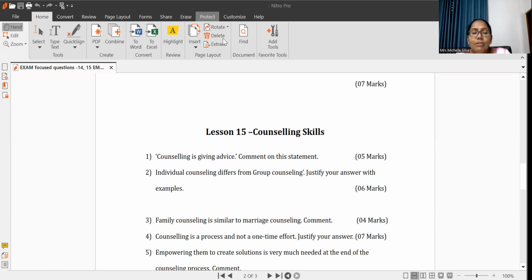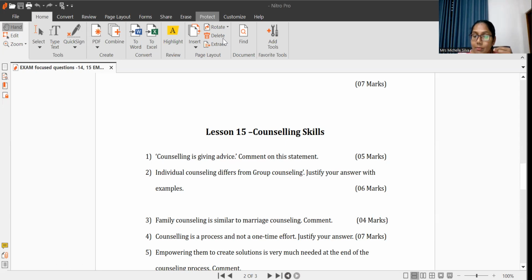Okay. Individual counseling differs from group counseling. Justify your answer with example. So try to understand there are two parts in the question. You have to justify as well as provide an example. So 6 marks have been provided: 3 marks for the justification, the remaining 3 marks for the example. Okay, so please take that point into account.